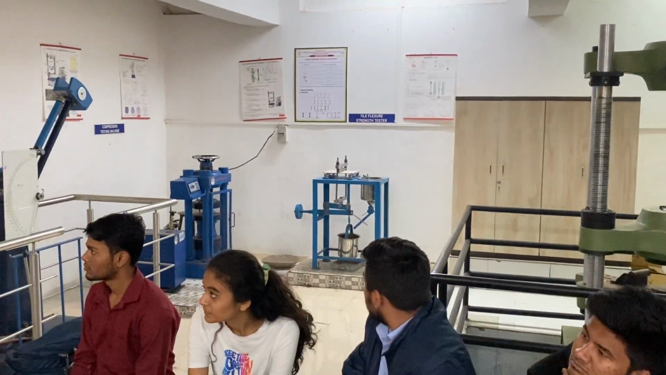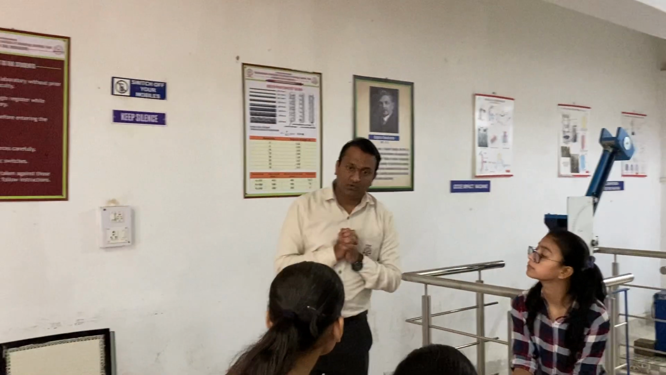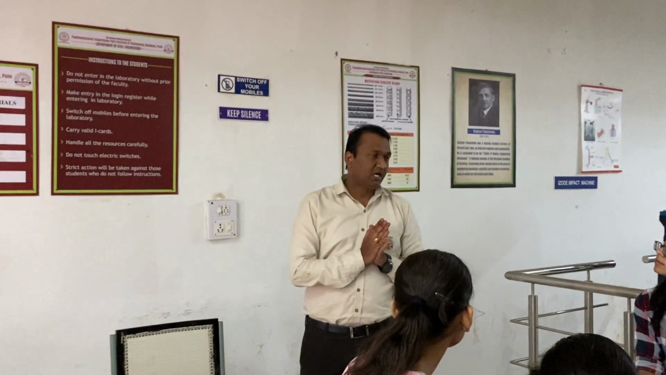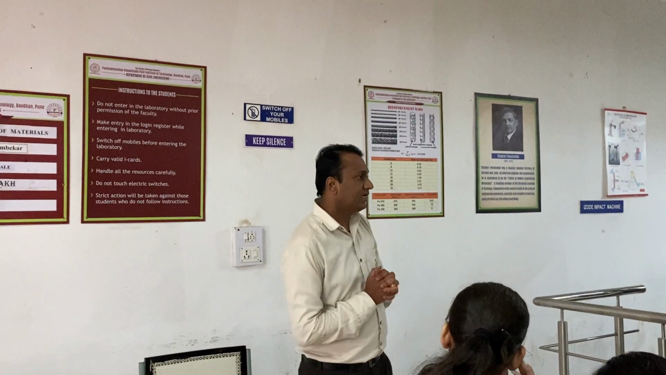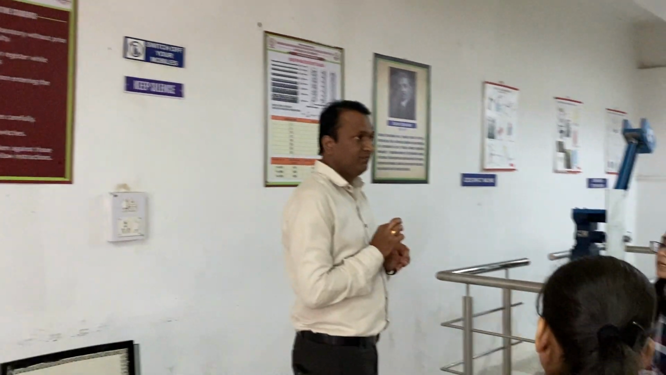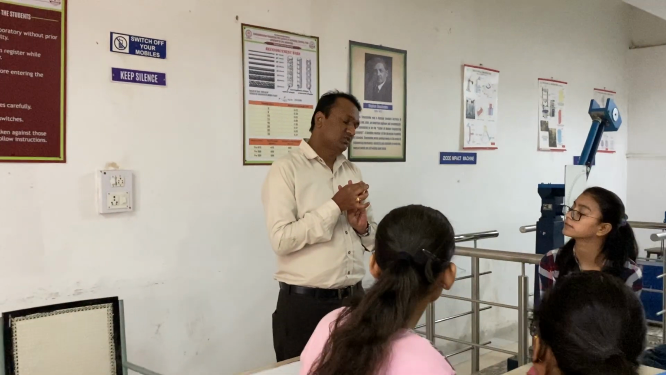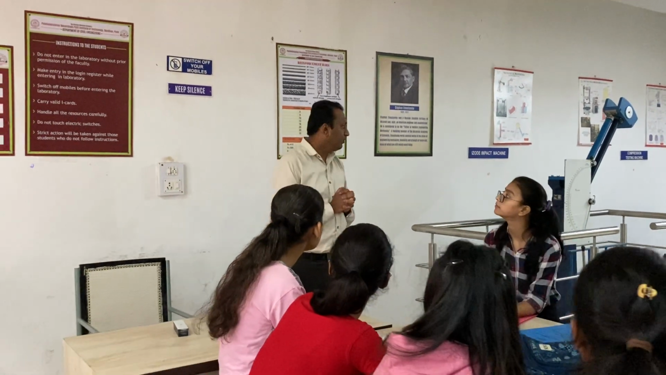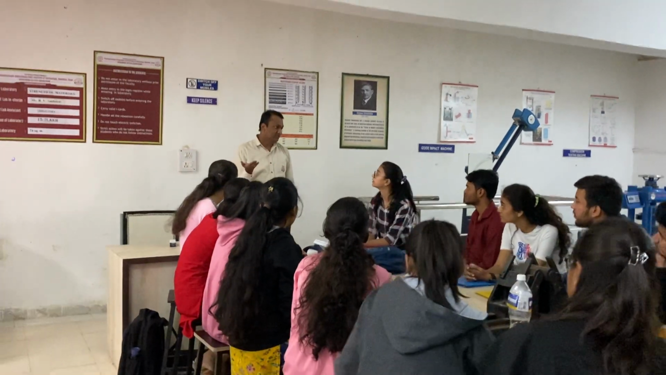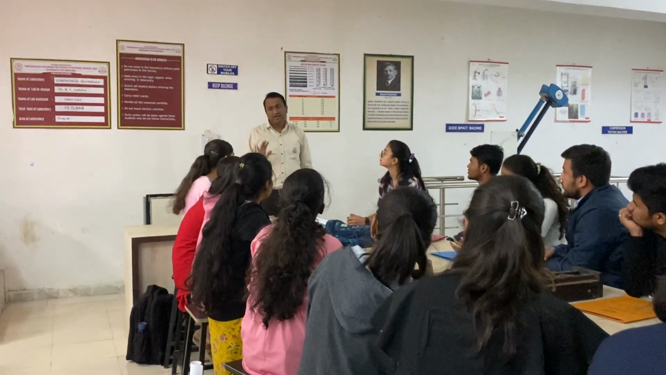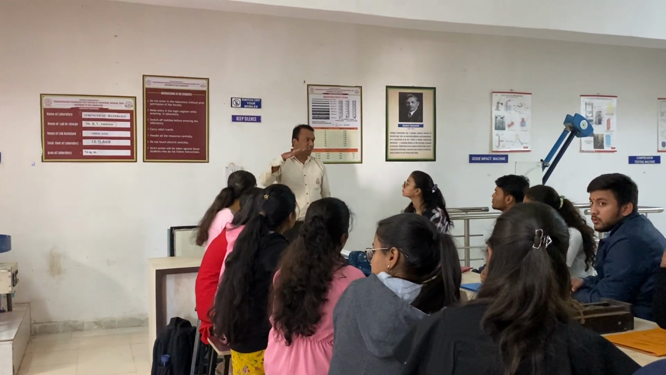Next, what are the different materials we are using? In the mechanics of structure lab, there are different materials that we are going to test. We are going to test on metals. It may be mild steel, it may be aluminum, it may be brass. After that, we are going to test on wood, on timber, where we perform the bending test. Again, on brick, we are going to perform the compression test.